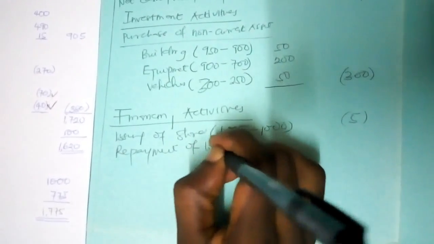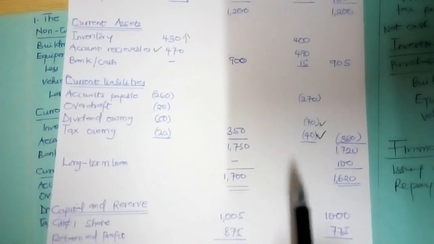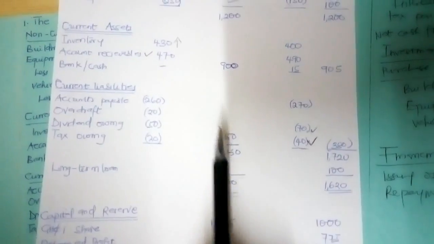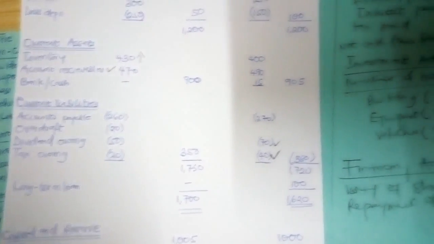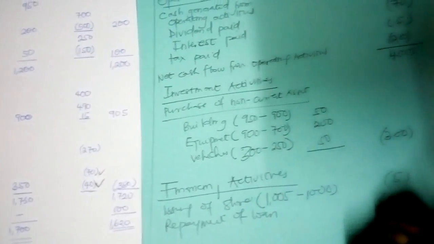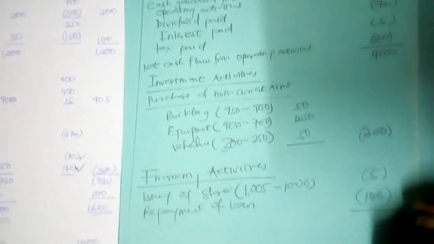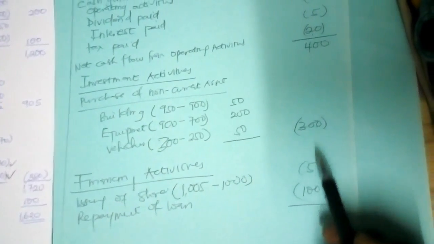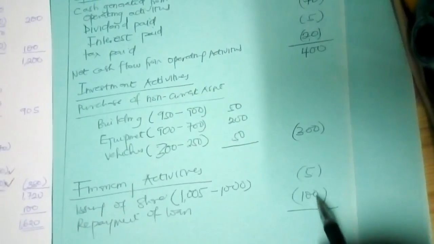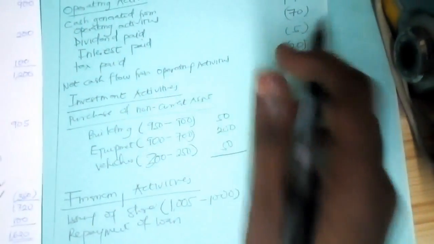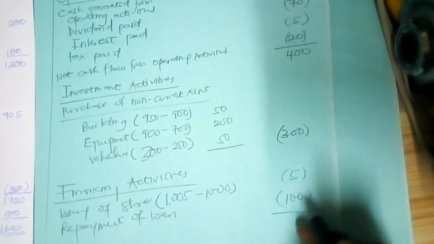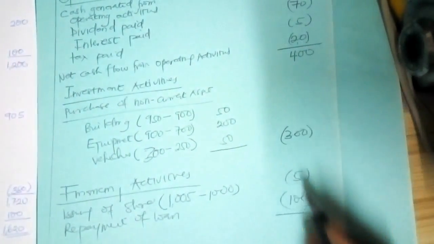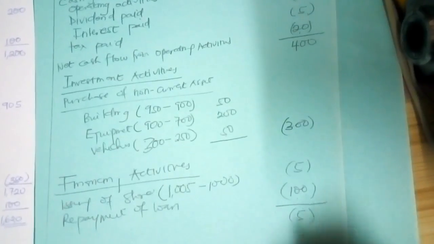Then we look out for repayment of loan. There's a dash here. This indicates that in the current year, that's 2015, we didn't borrow, so we repaid our loan of 100, which is also in brackets. So we are going to sum 300 plus 5 plus 100, and we'll subtract from here. So 300 plus 5 plus 100 will give us 405. 405 deducted from 400, you have a minus of 5.